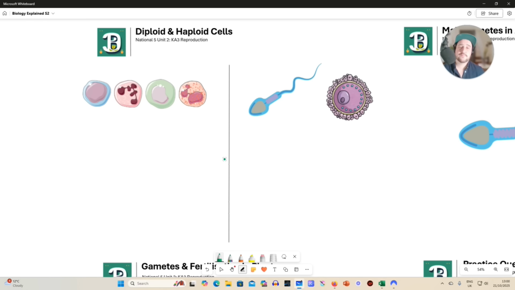So when we're making sperm and egg cells, it's important that they only carry one copy of the chromosome, not two copies of chromosome. Okay, normal cells, of course, have two copies of each chromosome. They have 23 pairs. Okay, so 46 in total.